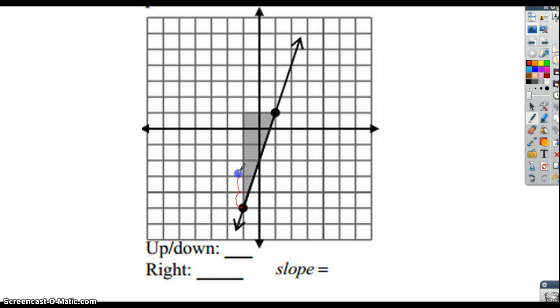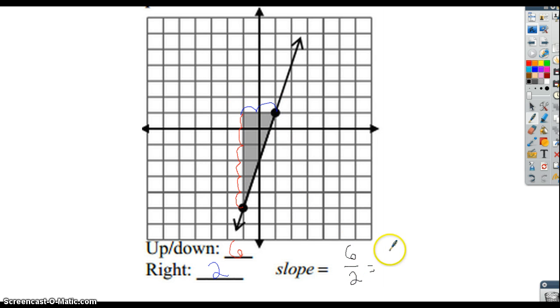So up or down, 1, 2, 3, 4, 5, 6. So the distance up is 6. And then the distance left to right, that's pretty obviously 2. Okay, and then the slope, I have to divide those things. The slope is the rise, that's the 6, up 6, over the run, sideways 2. So that's 6 over 2.